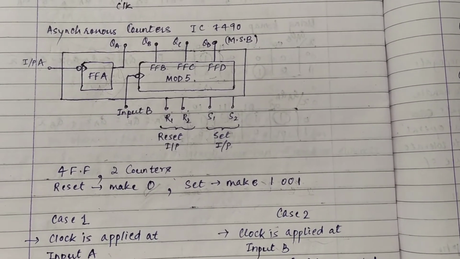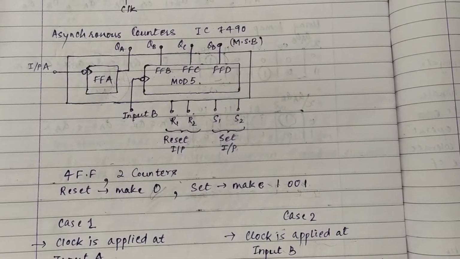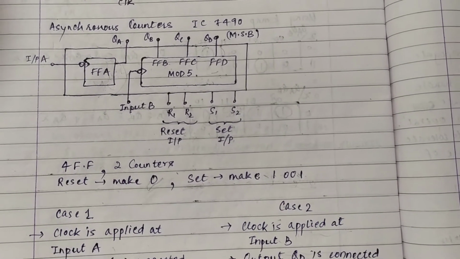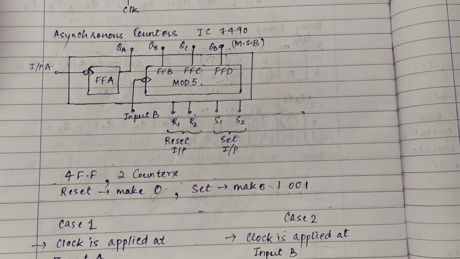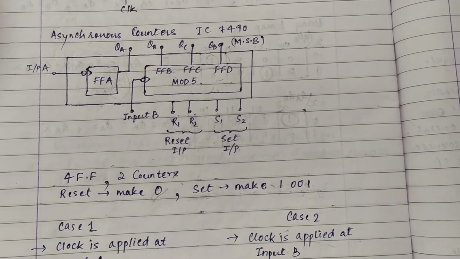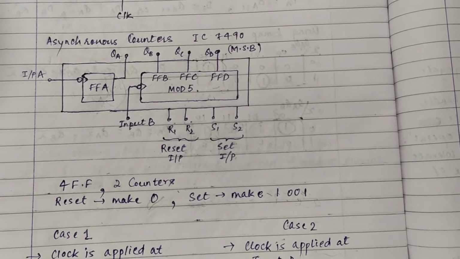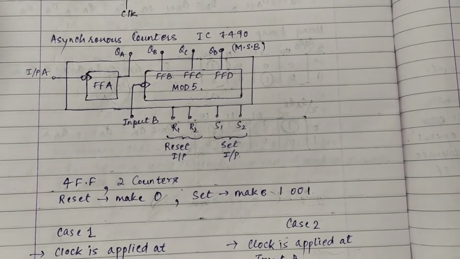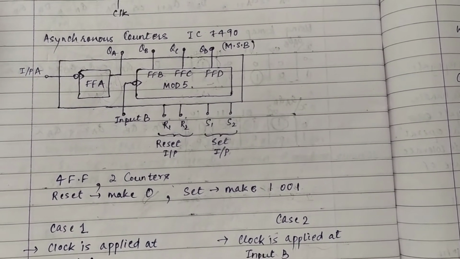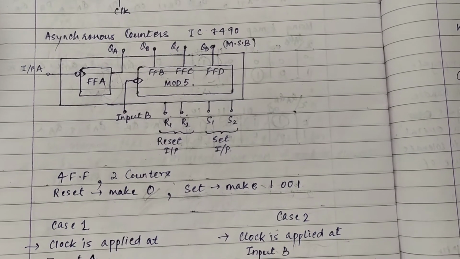1001, why? Because 1 for the mod 2 counter and 001 for the mod 5 counter. You know that mod 5 will have QB, QC, QD. And when is it said to be in state 1? When it is 000, when it is 001. So overall, set will make the count 1001.